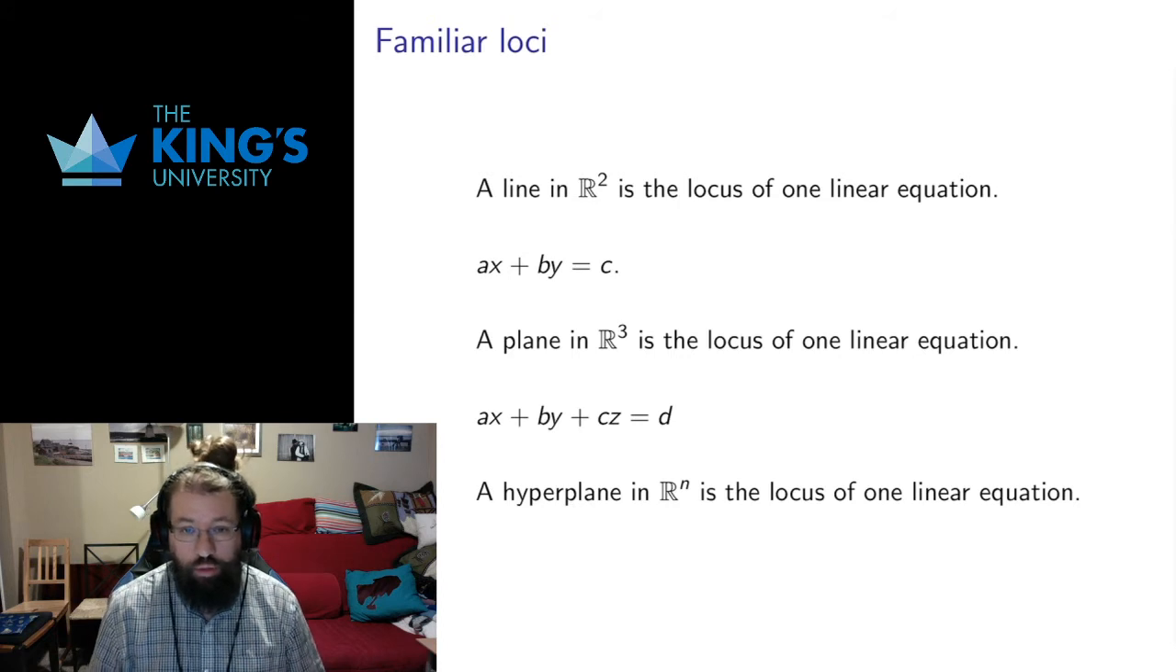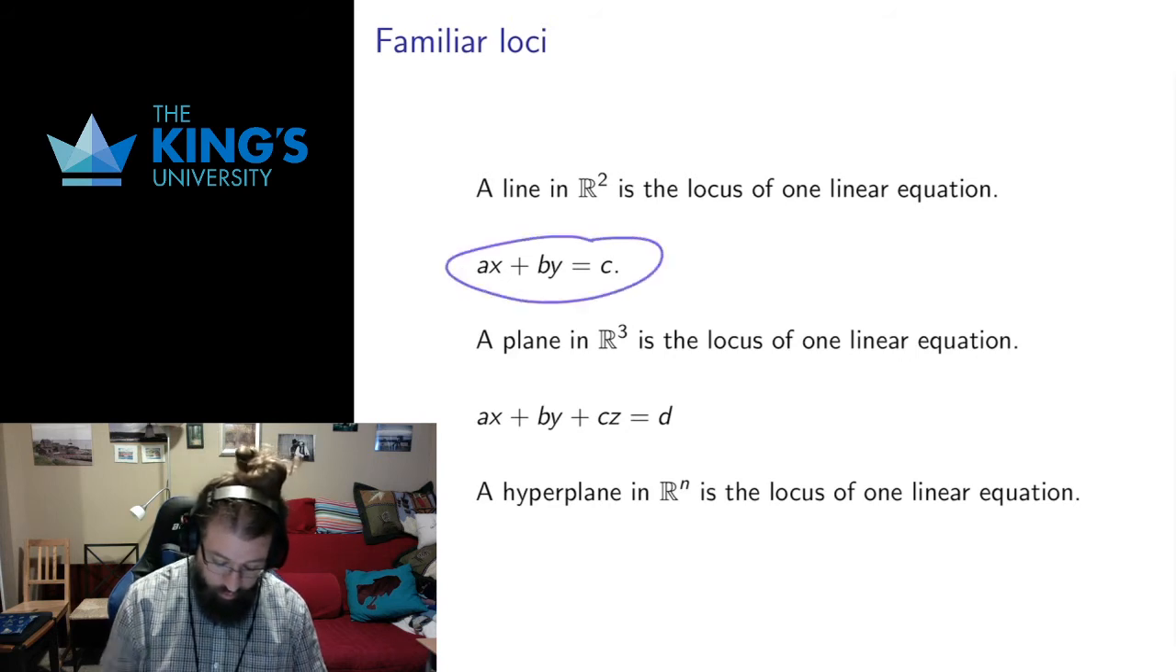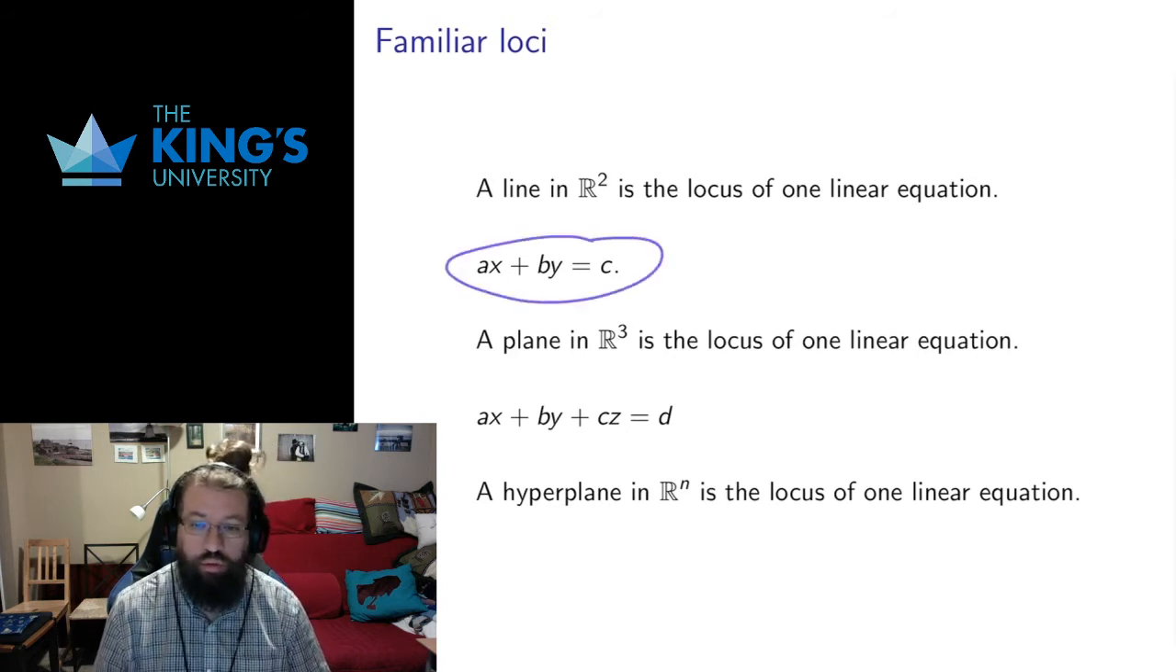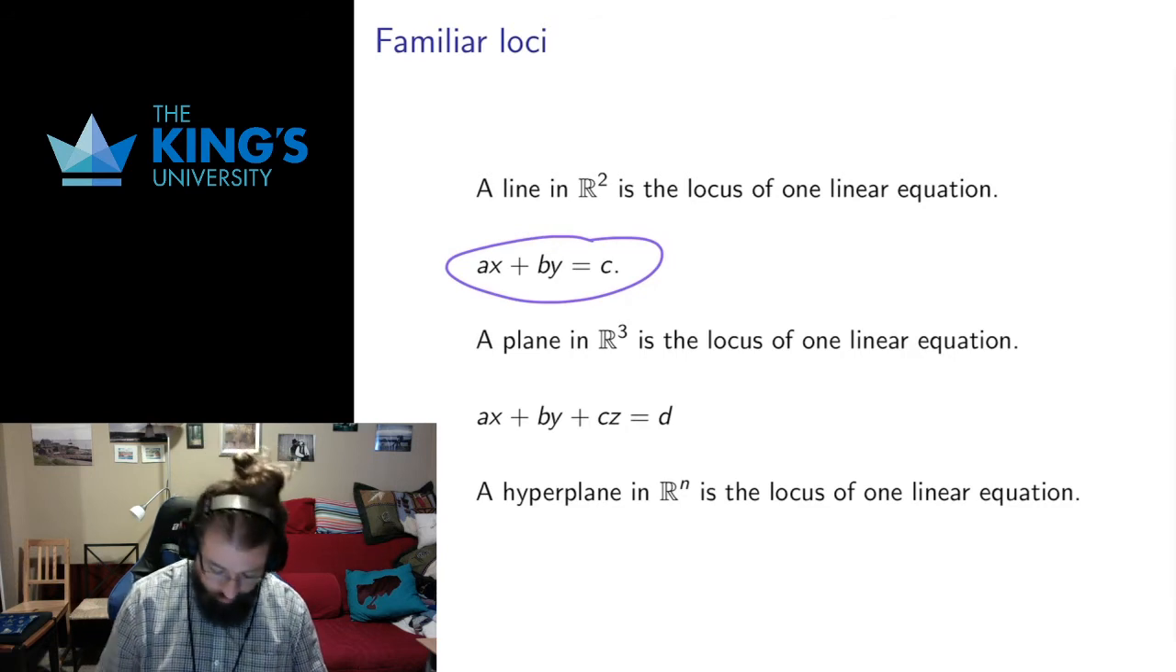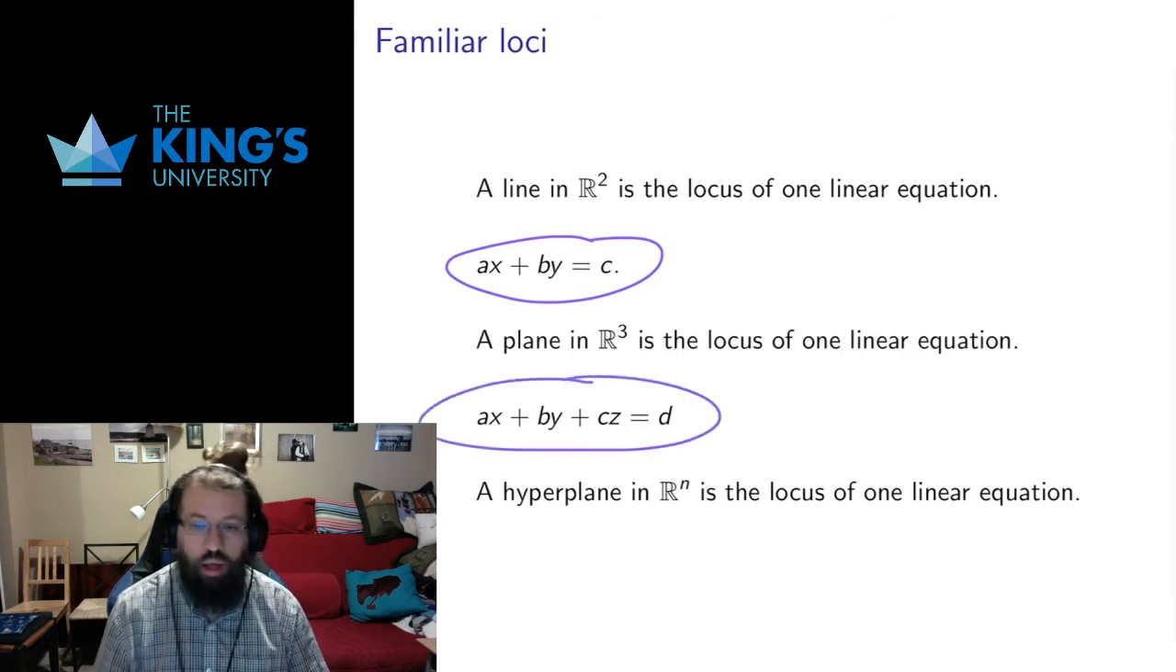Some loci are pretty familiar to us, so some familiar things are happening as well as some new things. The locus of one linear equation in R2 is going to give us a line. We could write it in slope-intercept form, but this is also a familiar form, writing equations of lines. If I do one equation in R3, I get a plane, which may also be familiar to people, may not. We're going to spend some more time on planes, making sure that they become familiar.